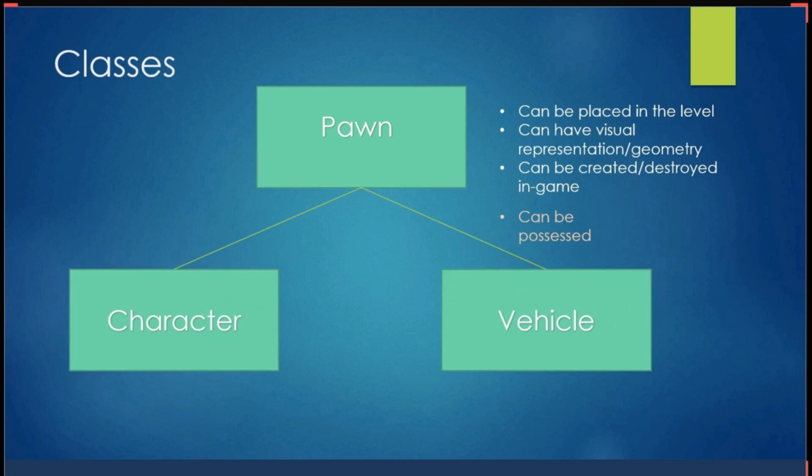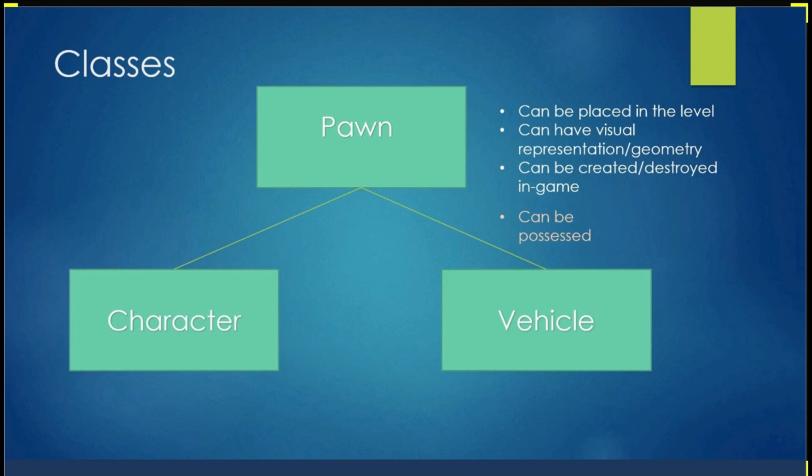So in a sense, they inherit the features that pawn inherits. A character can be placed, it can be visually represented by a character model itself, it can be created and destroyed, and it can be possessed, like the pawn itself.